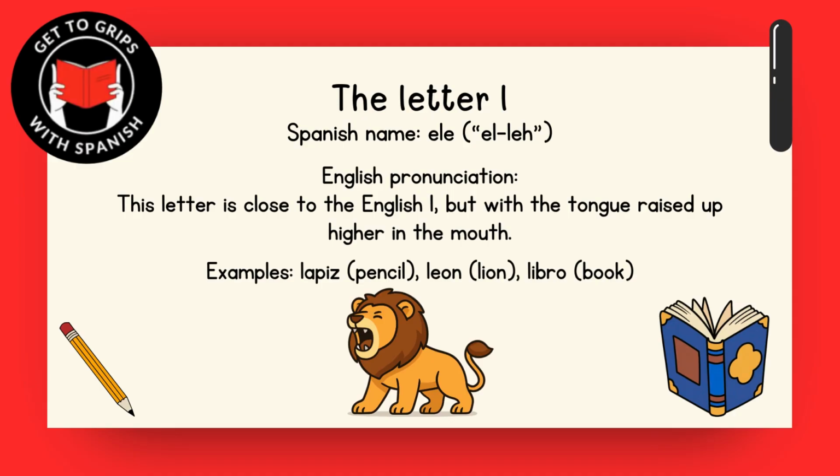The letter L is called L in Spanish. The English pronunciation is close to the English letter L, but with the tongue raised up higher in the mouth. So for example, lápiz means pencil, león means lion, and libro means book. So lápiz, león, libro, and the letter is L.